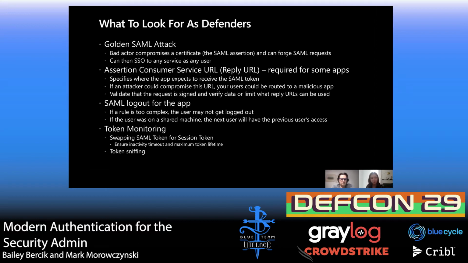Some other things that you may want to look out for as defenders. The assertion consumer service URL, also called the ACS URL, which you may hear referred to as the reply URL, which is required for some apps. That is what routes the user to the app that they're supposed to go to. So if this is compromised, then a bad actor could be routing your end user to a malicious app. And so it's important that that's validated and that it hasn't been changed. On the next slide, I'll go through some ways that you could reduce your risk of these different things to look out for.